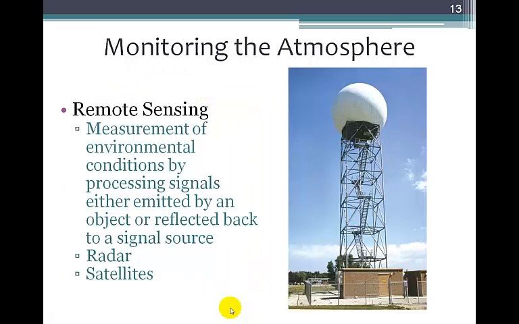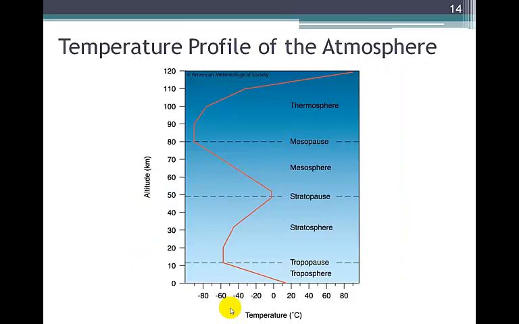We also monitor the atmosphere through remote sensing. And remote sensing is just any environmental measurement that is happening by some object away from the Earth's surface. So it's some remote object. And good examples here are radar and satellites, which I talked about in the Lesson 1 lecture.